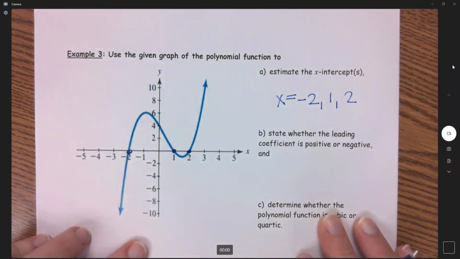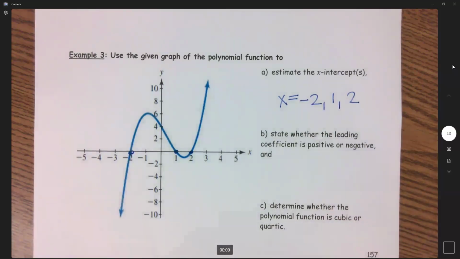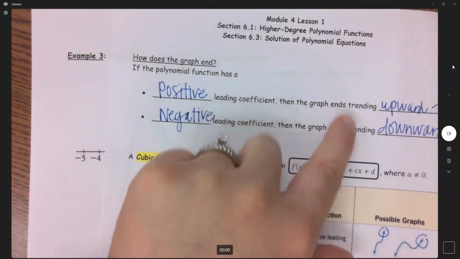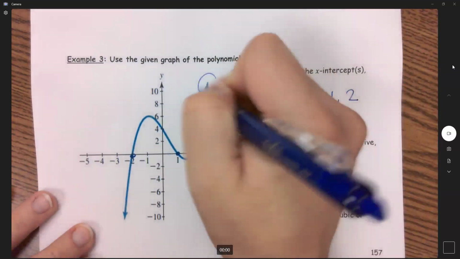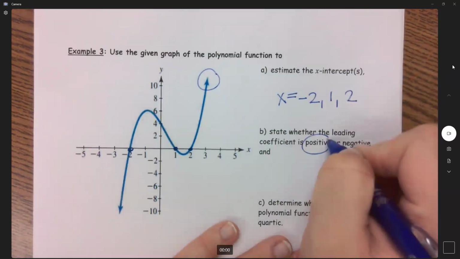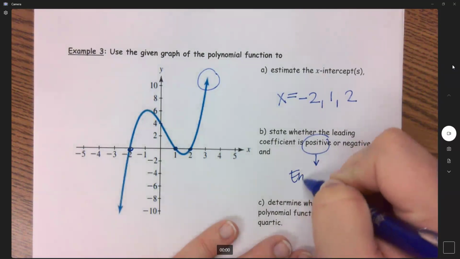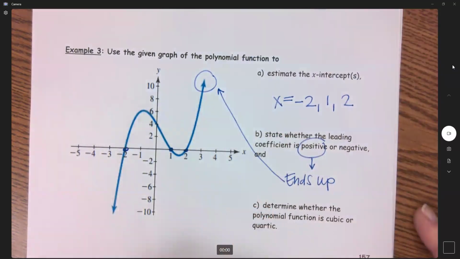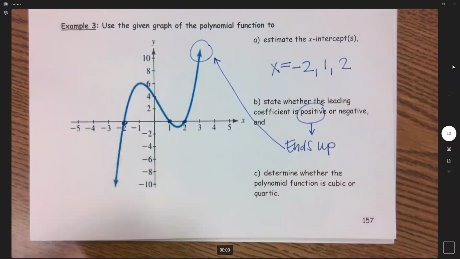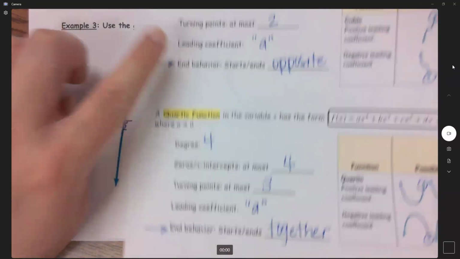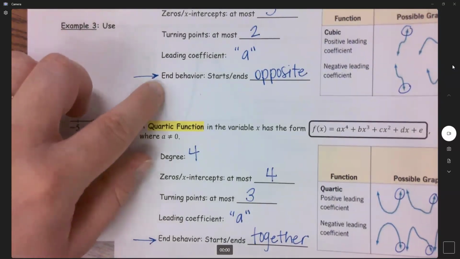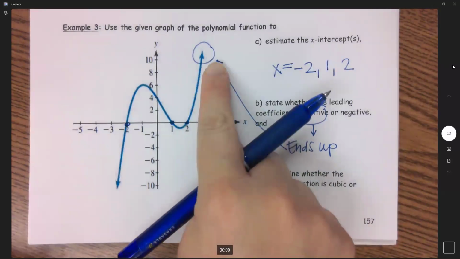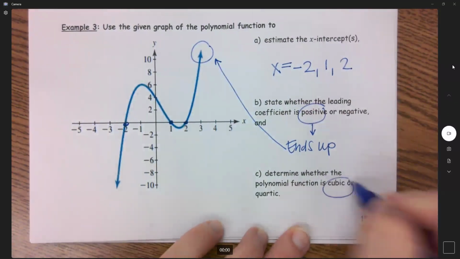State whether the leading coefficient is positive or negative. Okay, it's positive if the graph ends trending upward, which is what we have right here. So this one is positive because it ends up. Determine whether it is a cubic or a quartic. That comes from this end behavior. Because this end behavior starts opposite, meaning one is up and one is down, that makes this one here a cubic.